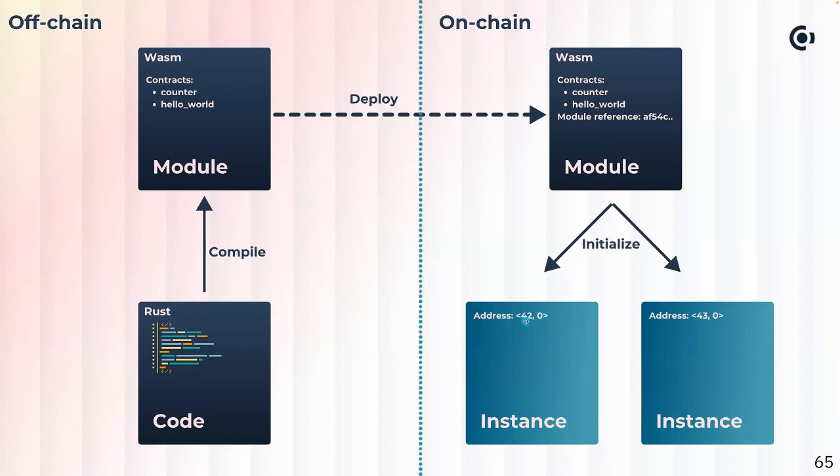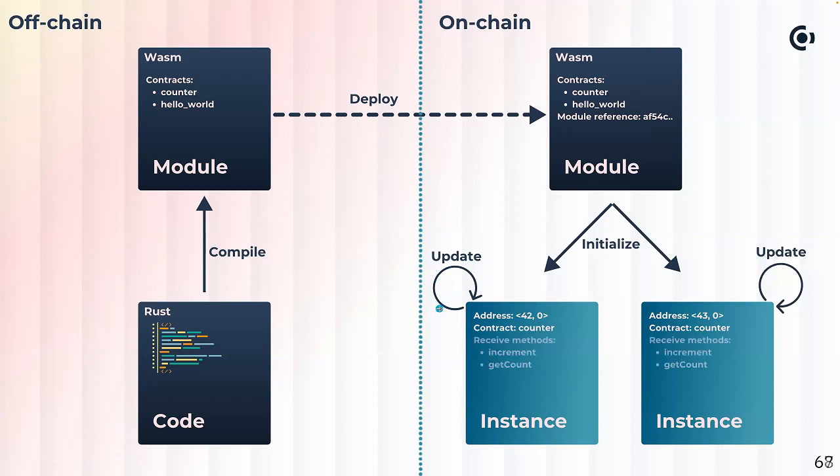Contract instances are identified by their contract address, which is 2 numbers. It's an index and a subindex, and the subindex is currently always 0. But so you can just identify it by its index here. So 42 and 43, for example. And they also have a name, the contract, and then you can update them according to their own logic. And this logic is stored in the receive methods, which are like instance methods in object-oriented programming.